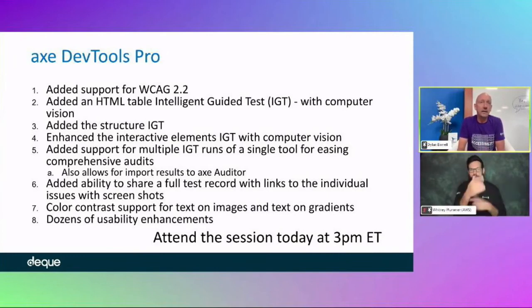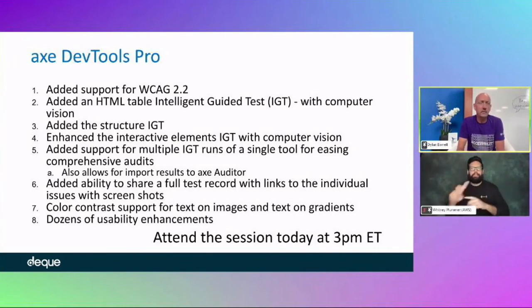We also added an HTML tool to test HTML tables with the intelligent guided tests. This has computer vision built in, so it can actually look at the table, look at what it looks like, and identify things that look like row and column headers, and match those up with semantics. So it's a very powerful tool that allows you to quickly and easily test all sorts of complex tables, complex tables using header ID association, simple tables, and everything in between.